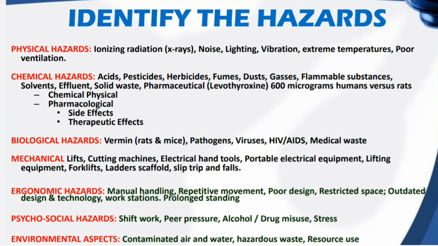Identify the hazards. Physical hazards: ionizing radiation, X-rays, noise, lighting, vibration, extreme temperatures, poor ventilation. Chemical hazards: acids, pesticides, herbicides, fumes, dusts, gases, flammable substances, solvents, effluent, solid waste, pharmaceuticals, for example levothyroxine 600 micrograms, human versus rats, chemical, physical, pharmacological, side effects, therapeutic effects. Biological hazards: vermin, rats, mice.